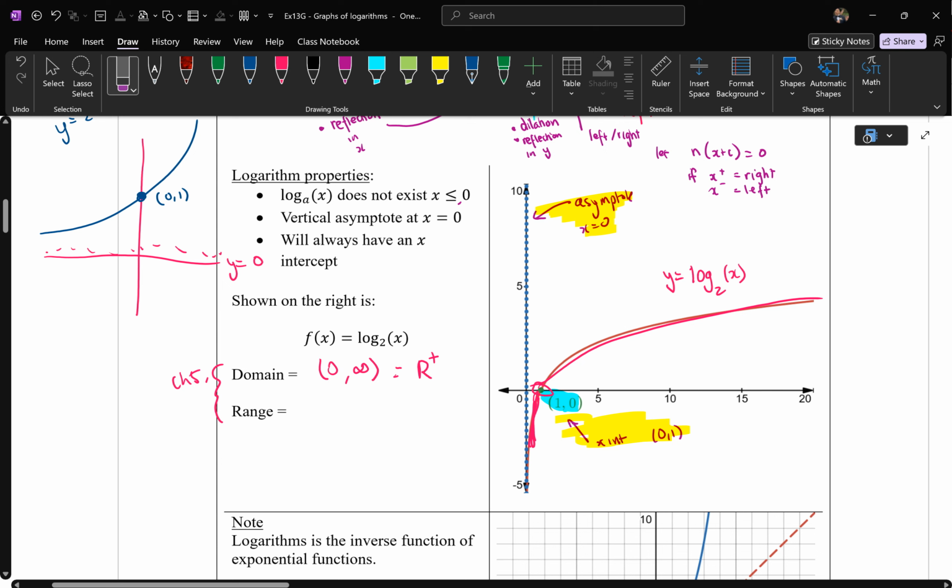In this case, this graph doesn't have a 0. So let's do R plus. Okay, just getting familiar with set notations and interval notation.